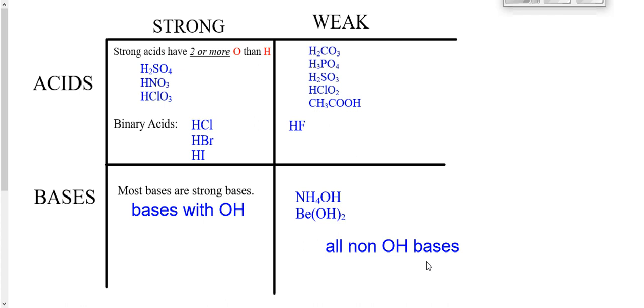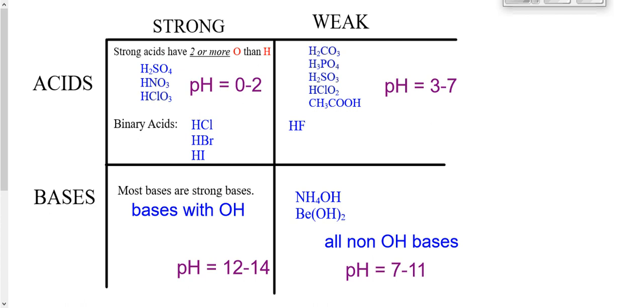Are there other clues we can use to determine if things are strong or weak? Well, yes, there are. We can look at pH. Remember that acids have low pHs? Well, my lowest 3 pHs belong to strong acids. So pHs of 0, 1, and 2 belong to a strong acid. pHs then from 3 up to 7 in neutral will be weak.